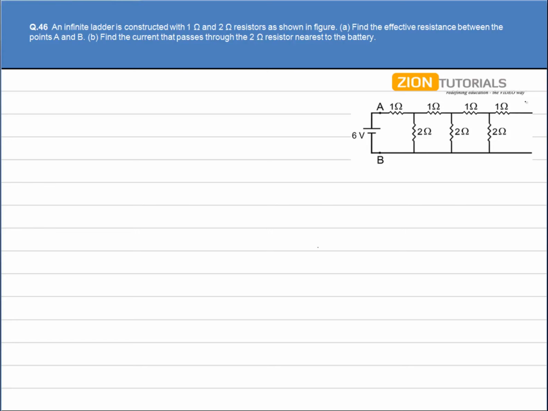So what we assume is that even if we neglect the 1 ohm and 2 ohm resistor, the resistance will be the same. So first, if we neglect for an instance this 1 ohm and this 2 ohm resistor, the net resistance of the remaining circuit will be R equivalent that we assume. So if we assume this, the circuit reduces to this circuit.